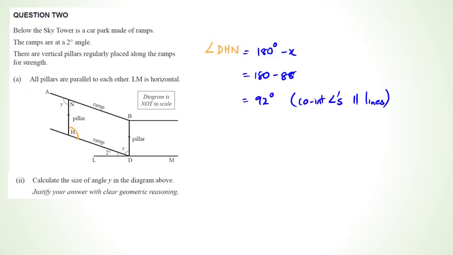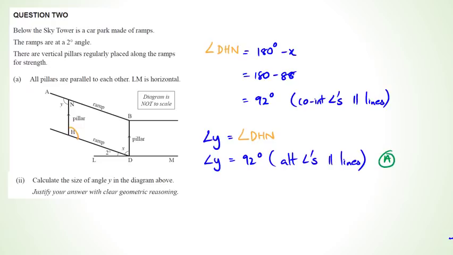So that's DHN, which means angle Y now is equal to angle DHN. And that's because they are alternate angles. So angle Y equals 92 degrees because they are alternate angles in parallel lines. So this is also worth achieved, but like I said, this is one of those weird questions for part A. If you get both x and y correct with correct reasons, then you actually end up with a merit for this question. All right, let's go to the next part of this question.